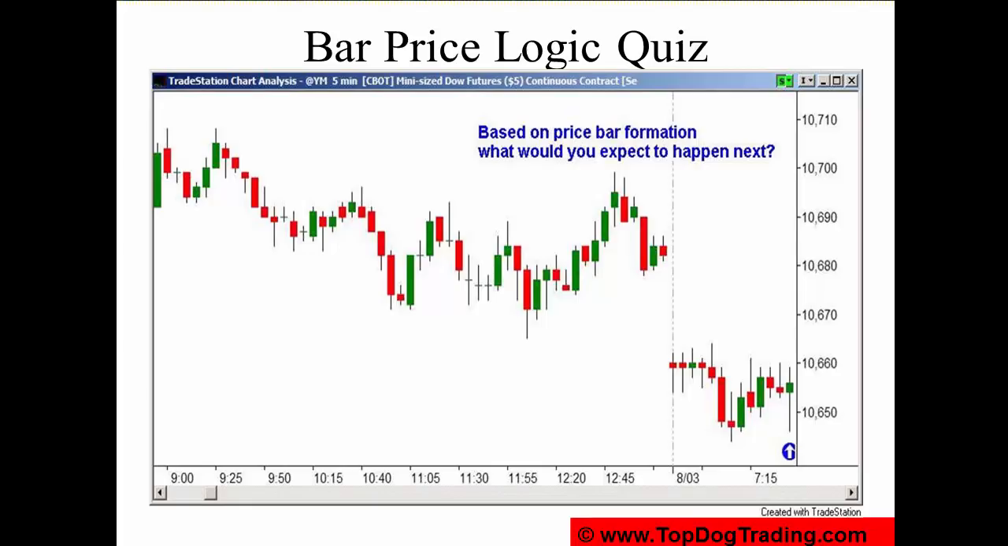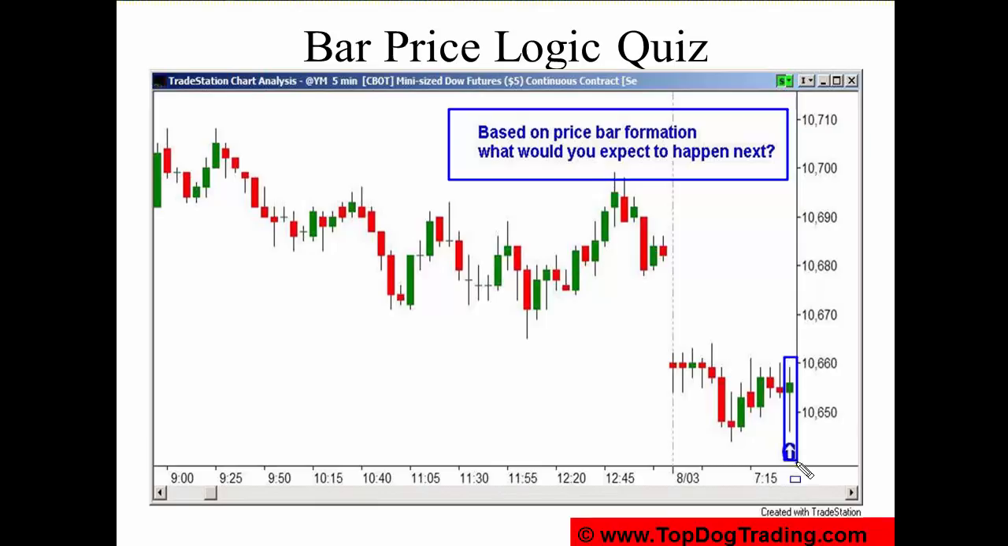So here we go. We have a gap down. And here's the question. Based on the price formation, what would you expect to happen next? I'm talking about right here, that bar right there. Today we're going to look not in the middle of the chart. We're going to do hard right edge of the screen stuff today, and that's where the quizzes are, on the hard right edge of the screen. This is how we have to trade. So after this bar right here, what would you expect to happen next? That's the question.